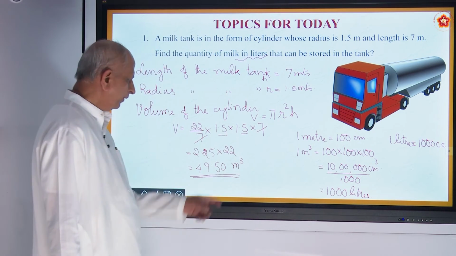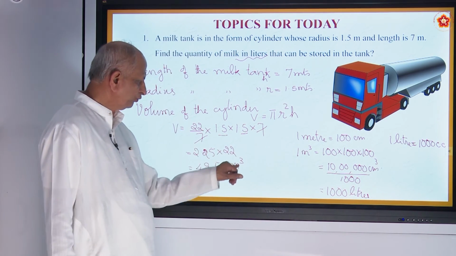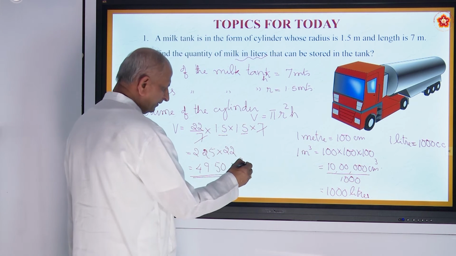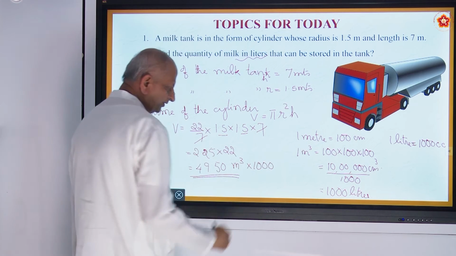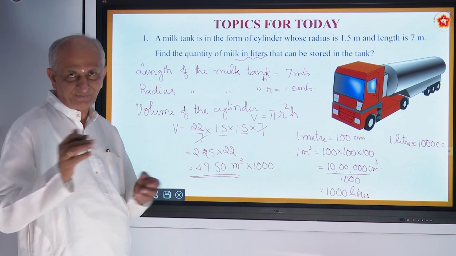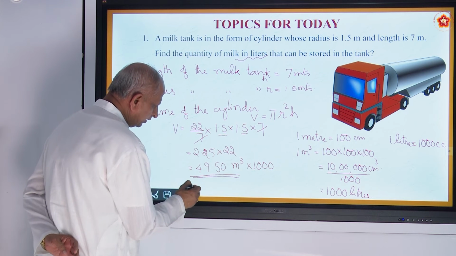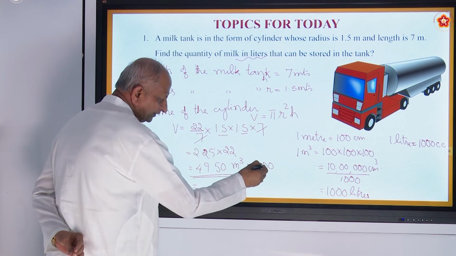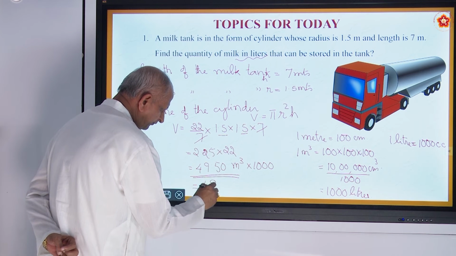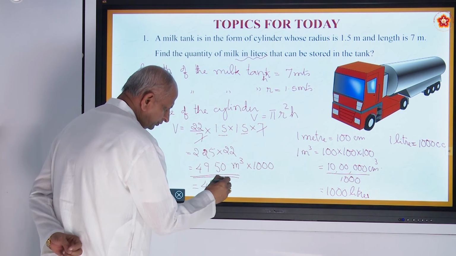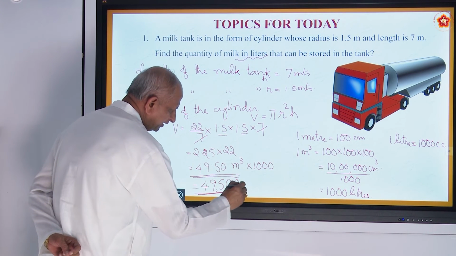So 1 meter cube is equal to 1000 liters. So for meter cube, you have to multiply by 1000. Suppose if I say directly, you may not follow, that's why I explained all this. So how to multiply by 1000? 3 zeros are there, you have to move to the right: 49, first 0, second 0, third 0. 49,500 liters.